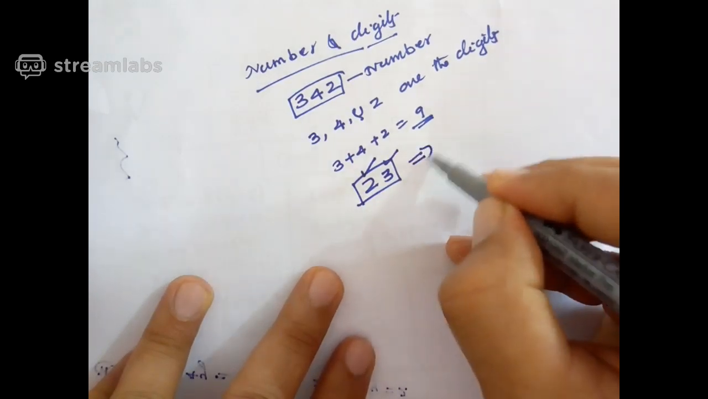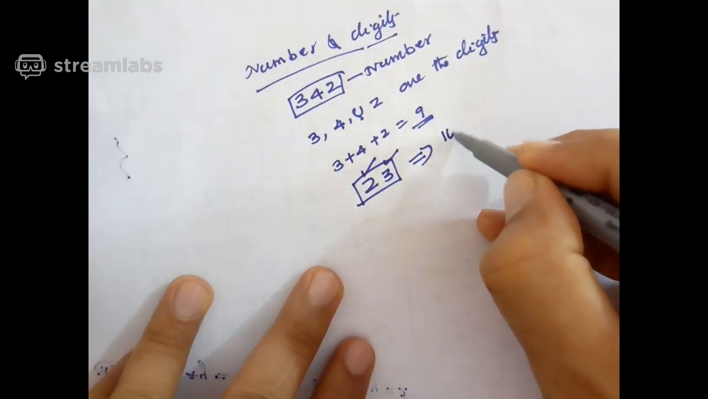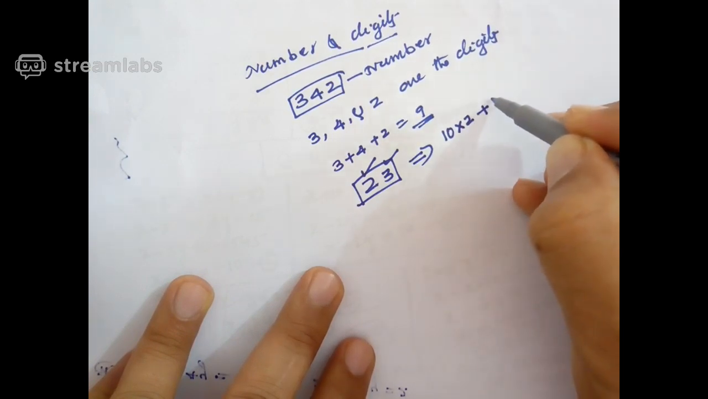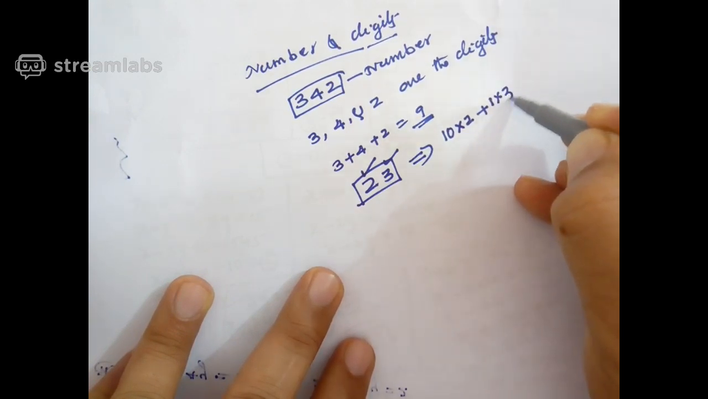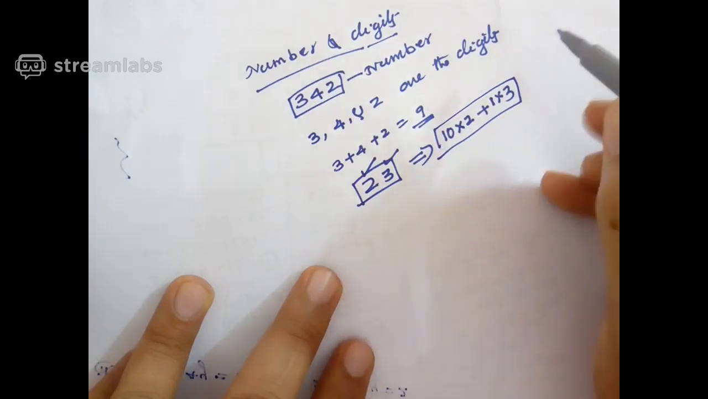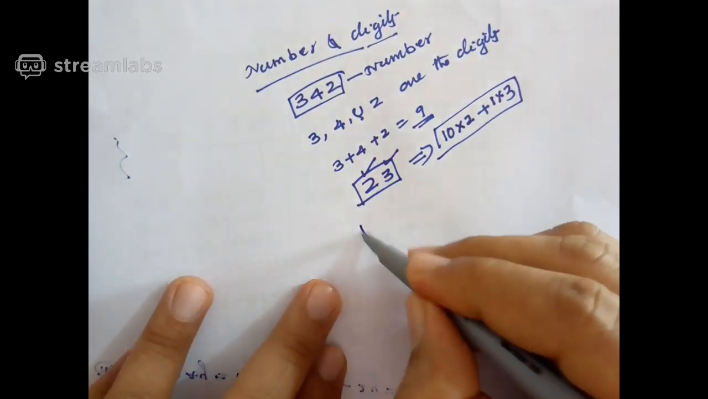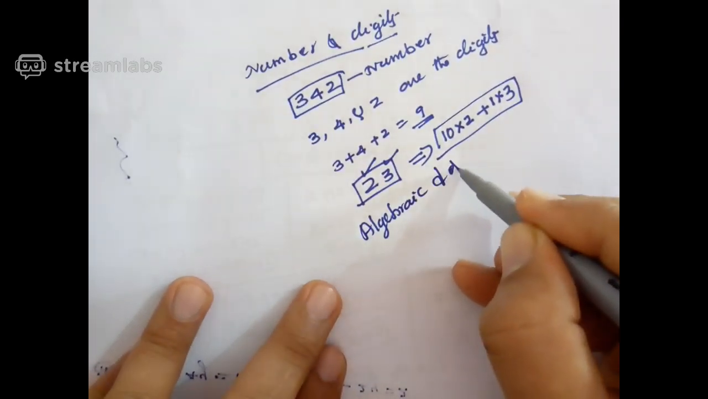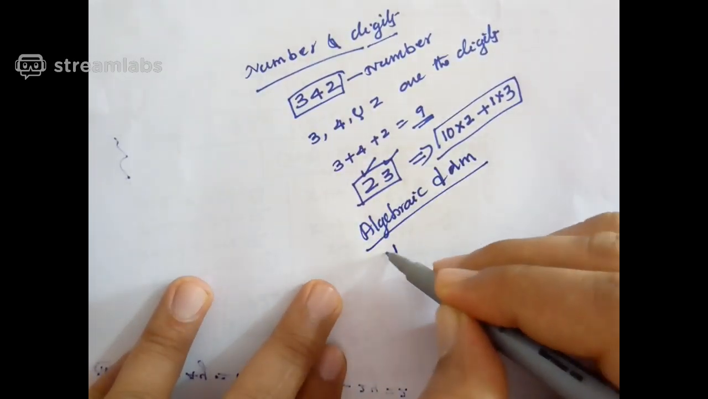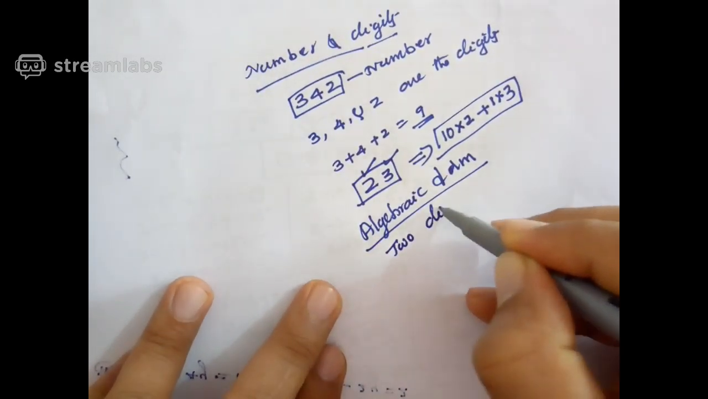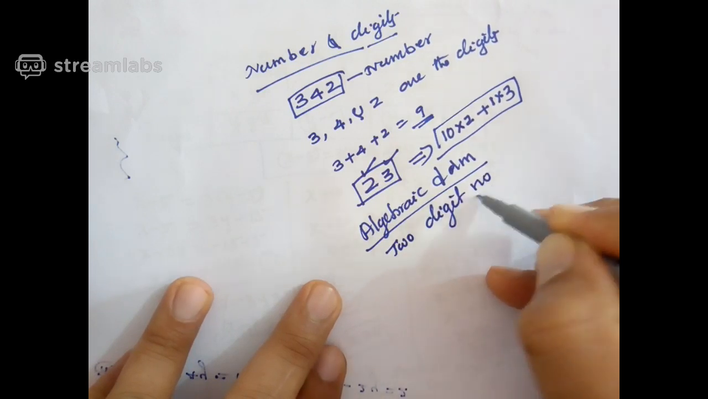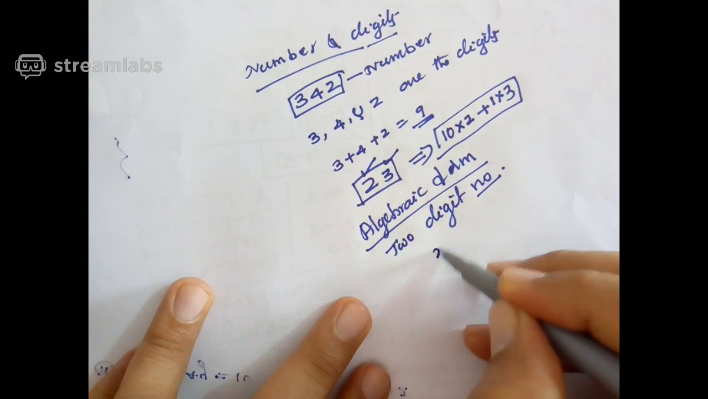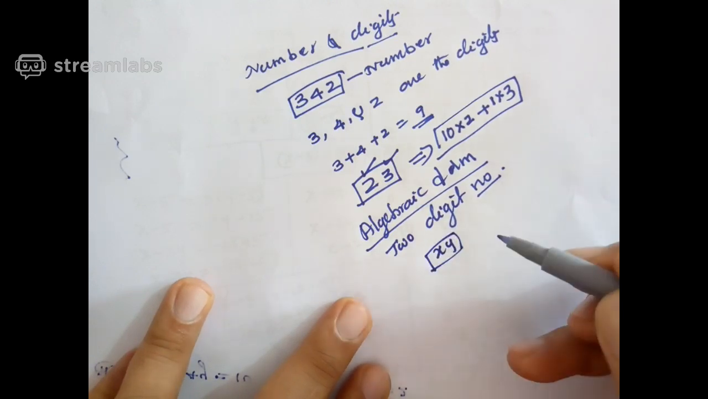And how to write according to the place value? That is, in tens place number 2 and ones place number 3. This is how you can write it. So what is the algebraic form? What is the algebraic form to write a two-digit number? How to write a two-digit number? Let x, y, is it? Is this a two-digit number?